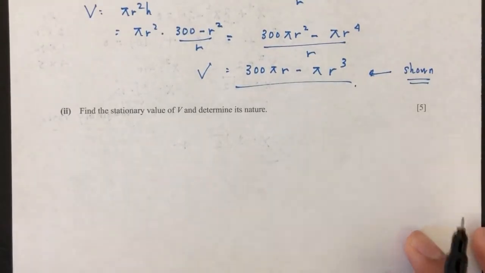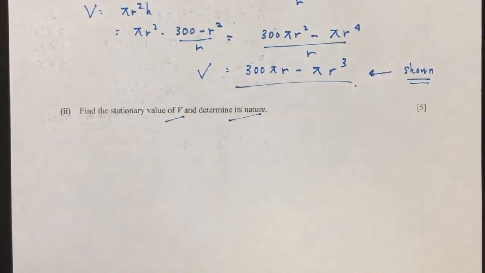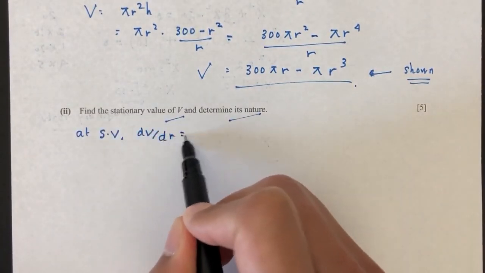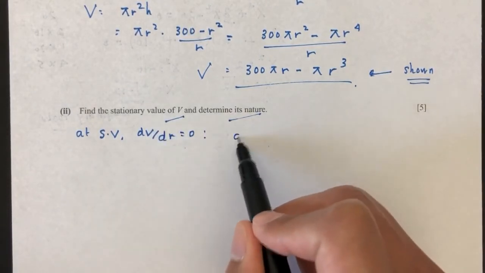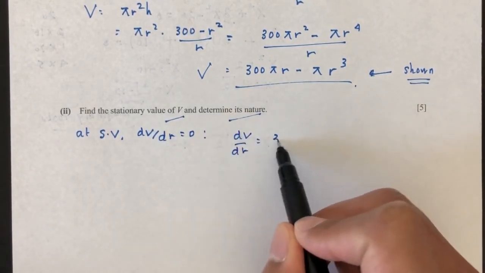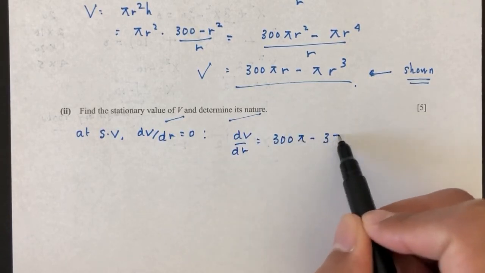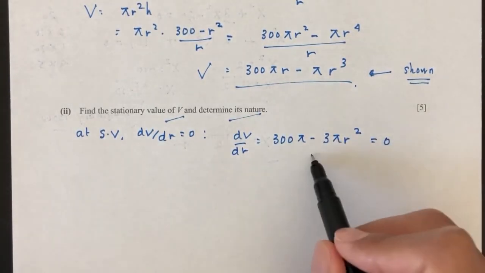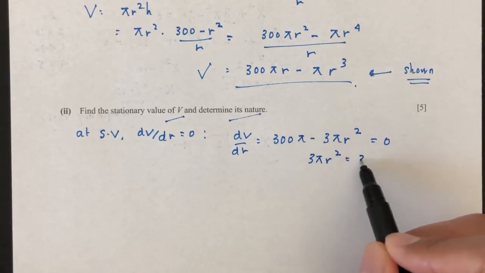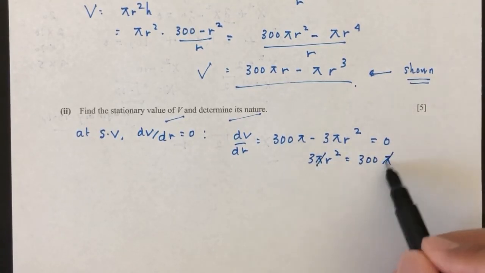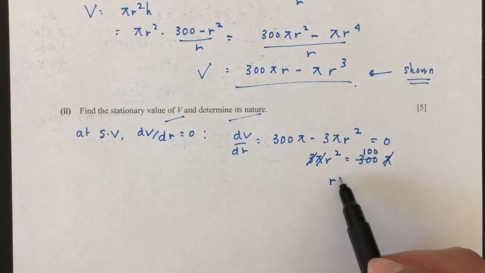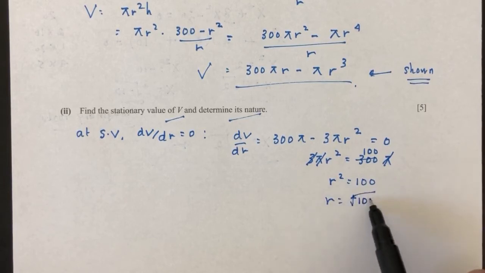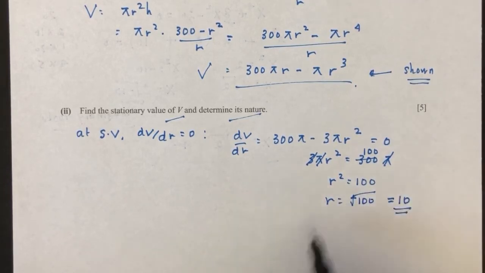Now for part 2, find the stationary value of v, determine its nature. So you would say at stationary value dv by dr equal to 0. So let's find dv by dr. So dv by dr is 300 pi minus 3 pi r square equal to 0. So let's send this one over here. We have 3 pi r square equal to 300 pi. So pi cancels, that will be 100. So r square is 100. R is equal to square root of 100, which is 10. 10 will be the value of r.